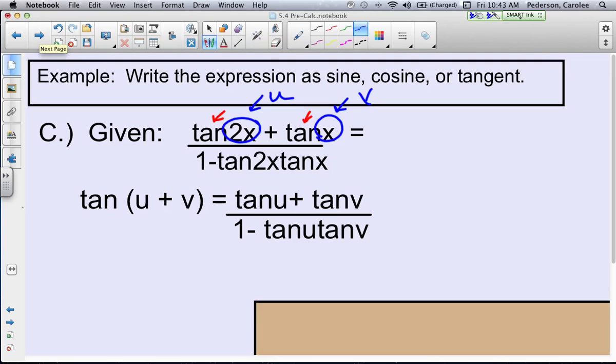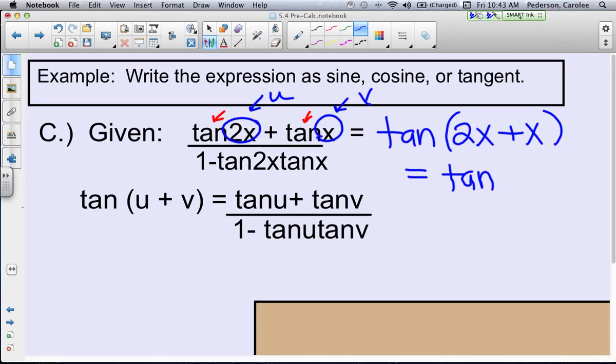So now to clean up this equation, we say that it is tangent of u plus v. So u is 2x and v is x. And then we just combine those two terms together in the parentheses. So it's the tangent of 3x plus x. And this is the formula we used.